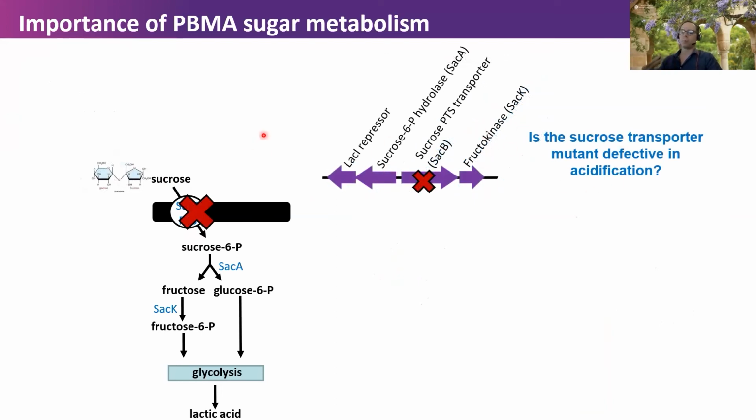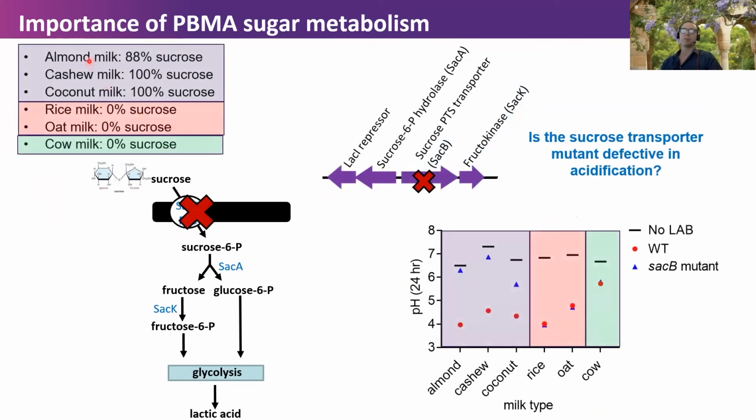Now the question is, if you put it back into almond milk, can it still ferment that almond milk, or has it lost that ability? So we're testing a few different plant-based milks. We wanted to pick a few that were rich in sucrose, so almond, cashew, coconut, and also we've done macadamia as well. These are majority or all sucrose. We also did a few other ones, rice milk, oat milk, cow milk, which are 0% sucrose, to see whether we would expect it wouldn't have any effect.